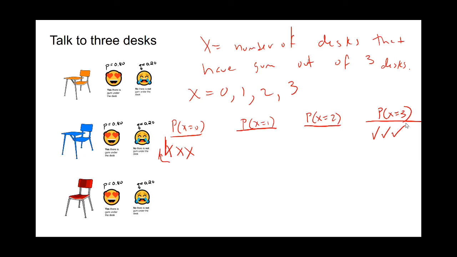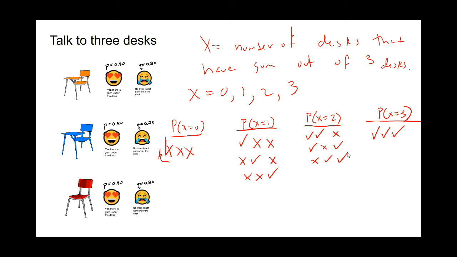Okay, so if exactly one of the desks has gum, it could be the orange one, and then the blue and red don't have any gum. The orange might not have any gum, and then the blue has gum, and then the red doesn't. Or perhaps the orange and blue are both gum-free, and then the red one has gum. Now consider the probability x equals 2. Perhaps the orange and the blue both have gum, and then the red, oh, no gum. Or perhaps we have check, x, check. Perhaps we have x, check, check.